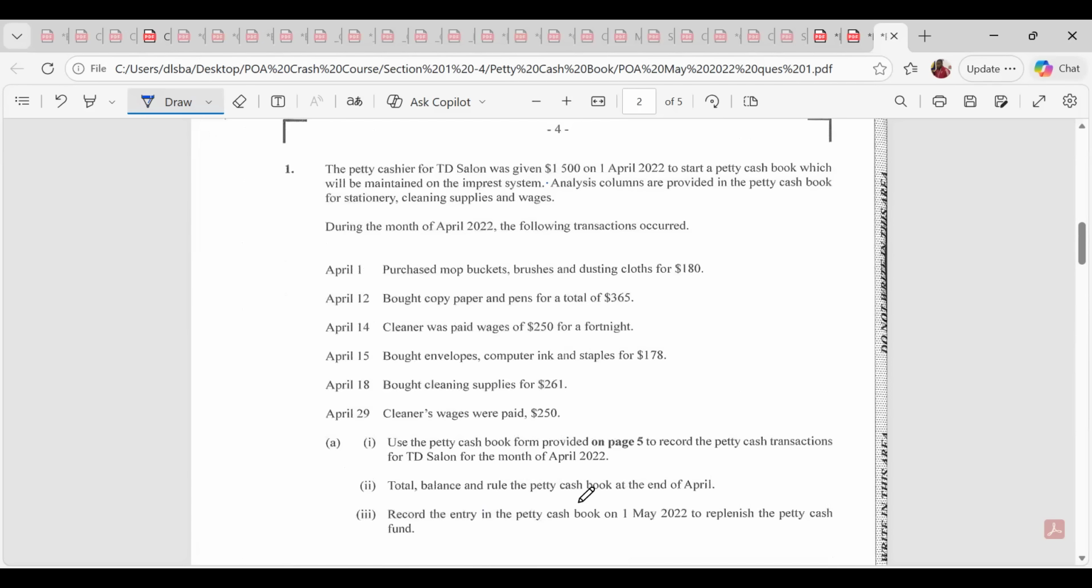It's that easy. Say, purchase mop buckets, brushes, and dusting cloths. Will that be cleaning supplies, cleaners' wages, or stationery? Cleaning supplies. Copy paper and pens. What would that be? Stationery. Cleaner was paid wages. What would that be? Cleaners' wages. Envelopes, computer ink and staples. Stationery. Cleaning supplies. Cleaning supplies. Cleaners' wages were paid. Cleaners' wages. That simple.